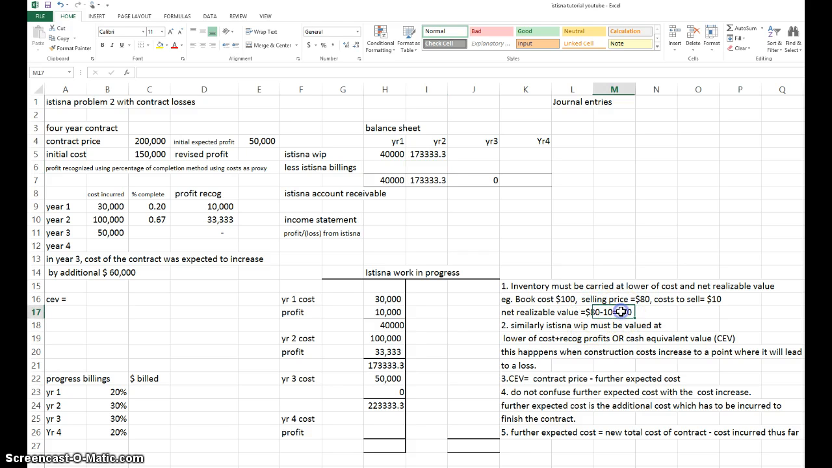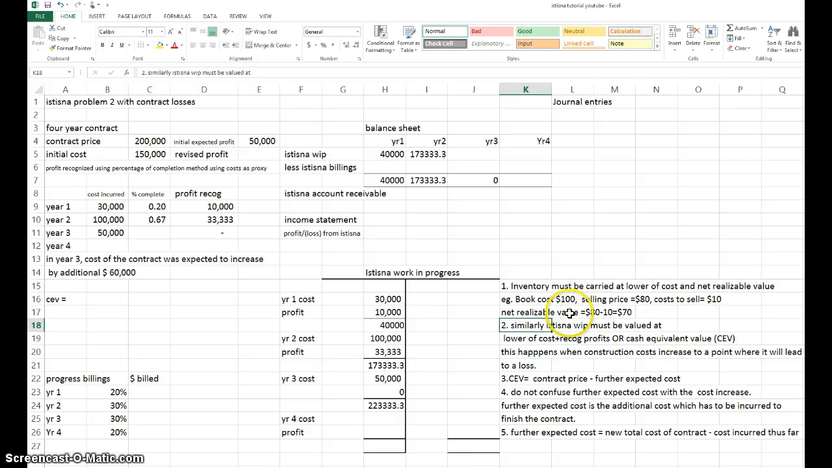So actually our net realizable value is $70. It's $70. So $80 selling price minus the $10 we have to spend. So basically we are going to make a net of $70 if we sell the book, which cost us $100.